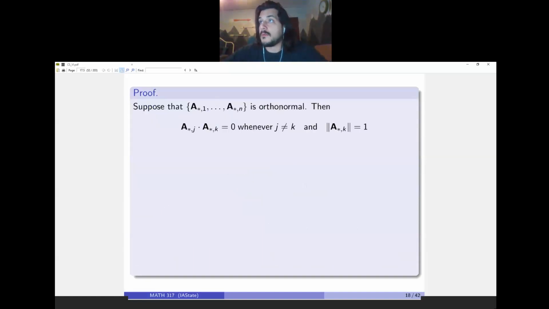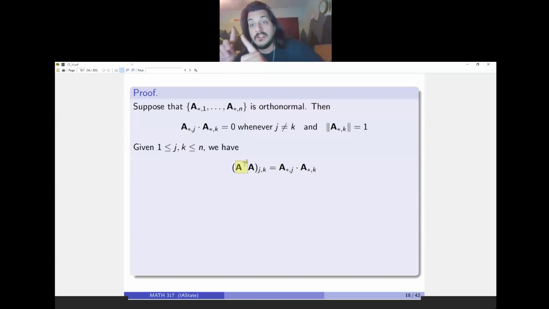So suppose a set is orthonormal. What does that mean? That means that the dot product is equal to 0 when the indices are different, and the lengths are all equal to 1, or in other words, the dot products are equal to 1. All right, so given any j, k, if you look at the jkth entry of this product, as we just verified, that is the jth column dotted with the kth column. Normally, it's the jth row dotted with the kth row, but the A transpose here changes that. The jth row of A transpose is the jth column of A. Right, the transpose interchanges rows and columns.